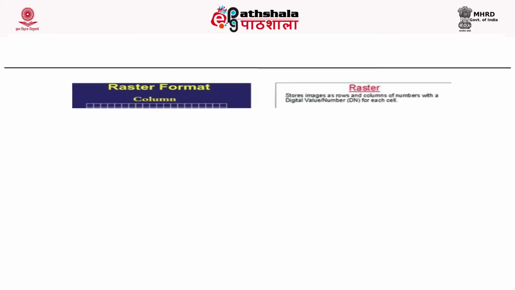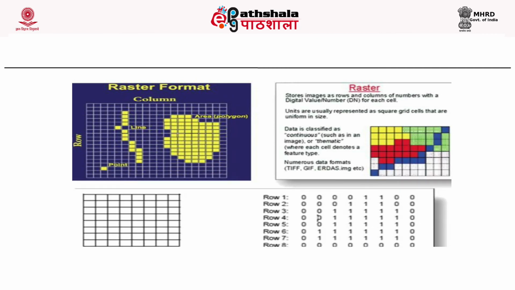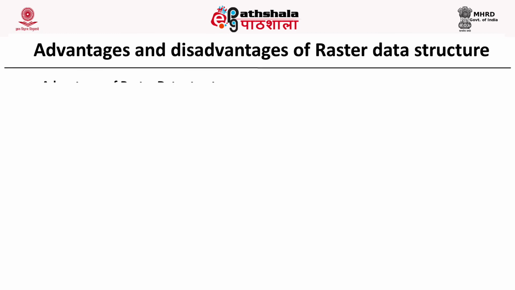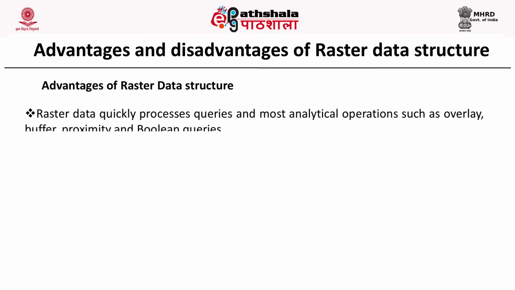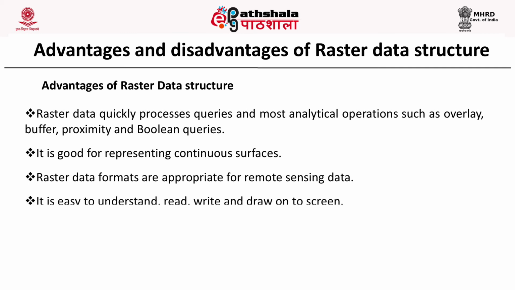This figure shows us the cell by cell data structure record, wherein each cell value by row and column is represented in the raster data model. The advantages of raster data structure are that it quickly processes the queries and the most analytical operations such as overlay, buffer, proximity, and Boolean queries. This model is also good for representing continuous surfaces. Raster data formats are appropriate for remote sensing data. It is easy to understand, read, write, and draw onto screen.